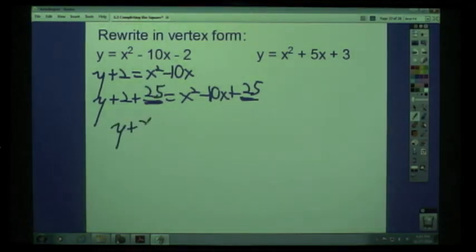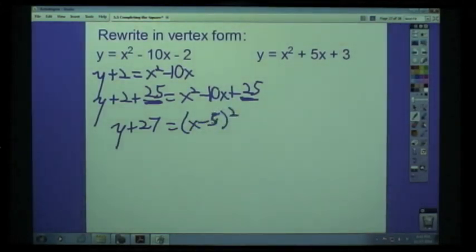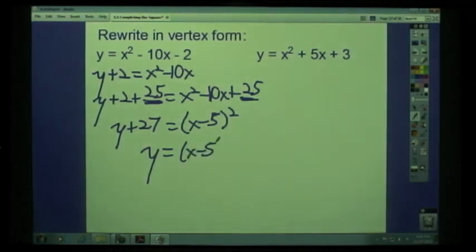So that gives me 27 on the left. On the right, it's x minus 5 squared. Remember, that's where we get the 5 from, from the negative 10 divided by 2. To make it a perfect square, it's going to be there too. Then you subtract the 27 over, so you get x minus 5 squared minus 27.